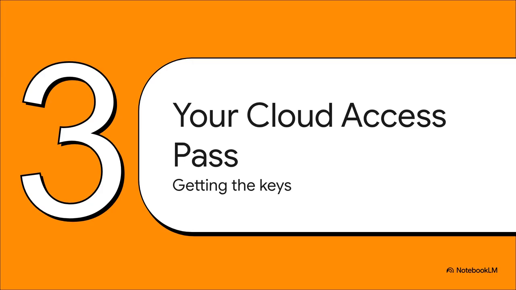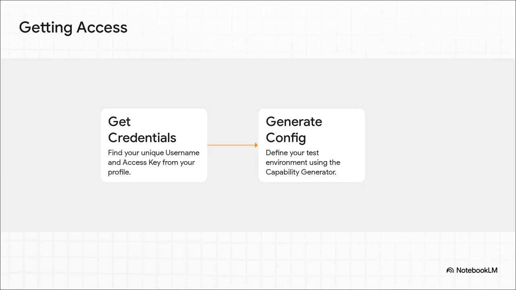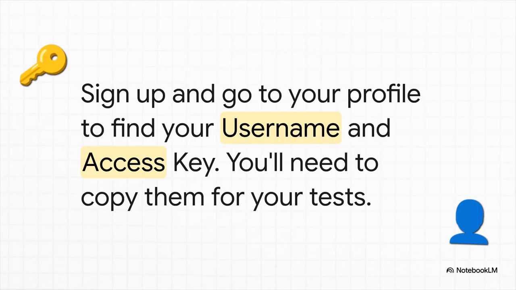It all starts with getting your cloud access pass. It really just boils down to two simple steps. First, we need our keys to the kingdom, our username and access key. And second, we need to tell the grid what kind of machine we want to test on. You know, like say, I need Chrome on Windows 10. The first part is super easy. You just sign up on a cloud grid platform like LambdaTest, you pop over to your profile page, and bam, there they are, your unique username and access token. Just copy those, we're gonna need them in a minute.